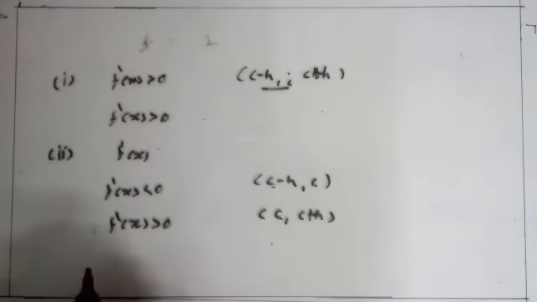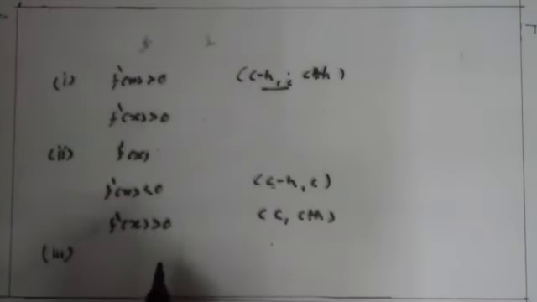Clear? And number 3, if f dash x does not change sign as x increases through C, then C is neither a point of local maximum nor a point of local minimum. In fact, such a point is called a point of inflection, that is, the function is neither increasing nor decreasing at C, then C is called inflection.